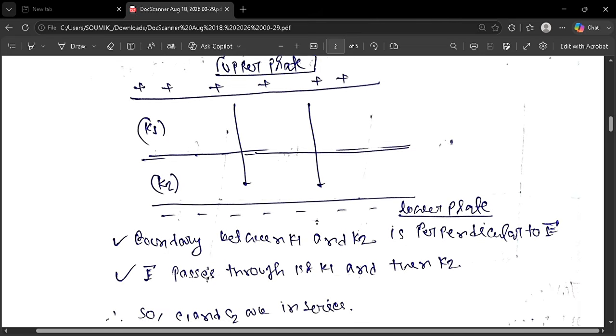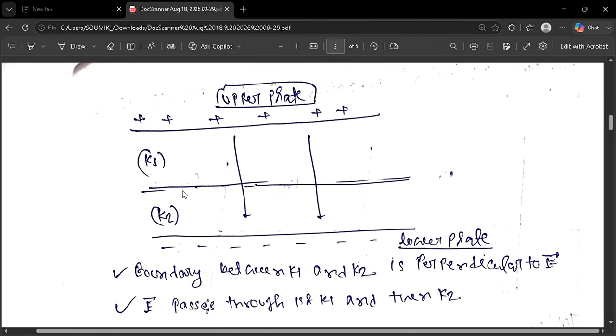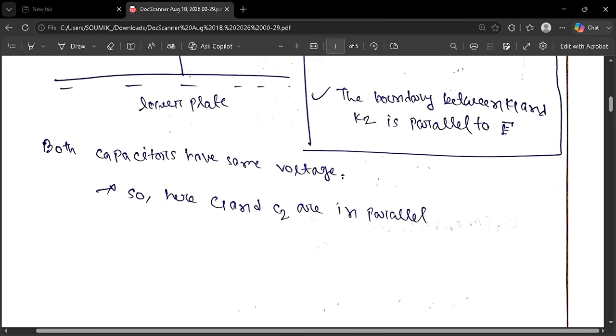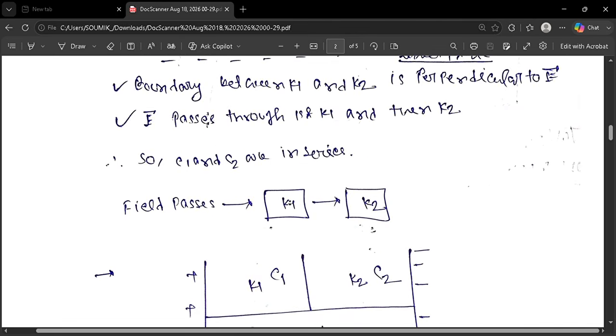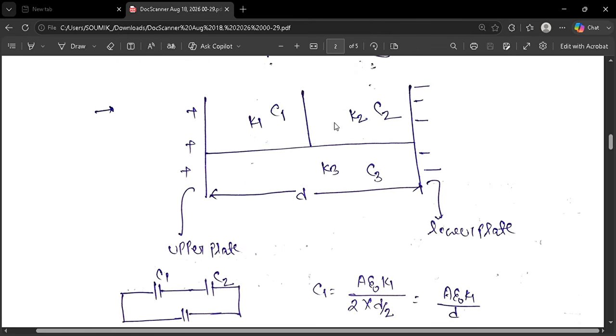The main concept is that if the boundary between two dielectrics is perpendicular to the electric field, then the two capacitors C1 and C2 are in series, and if the boundary between two dielectrics is parallel to the electric field, then the two capacitors C1 and C2 are in parallel combination. So here we can see that the boundary between capacitors C1 and C2 is perpendicular to the electric field. The electric field line goes from positive charge to negative charge.